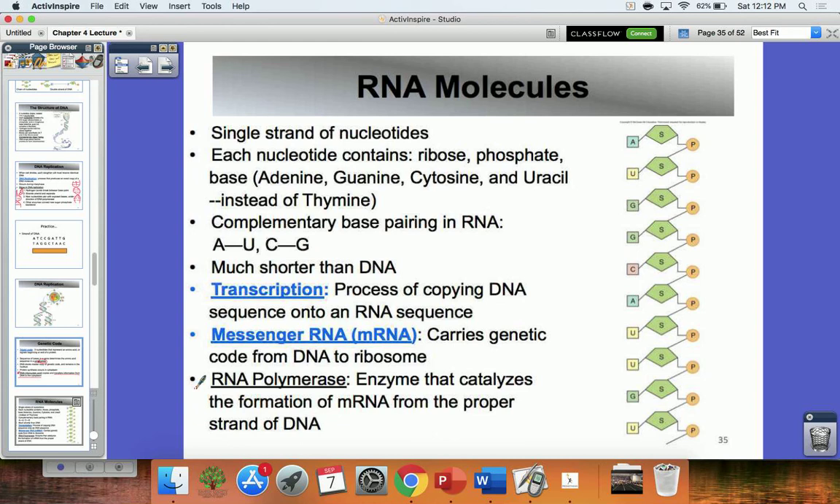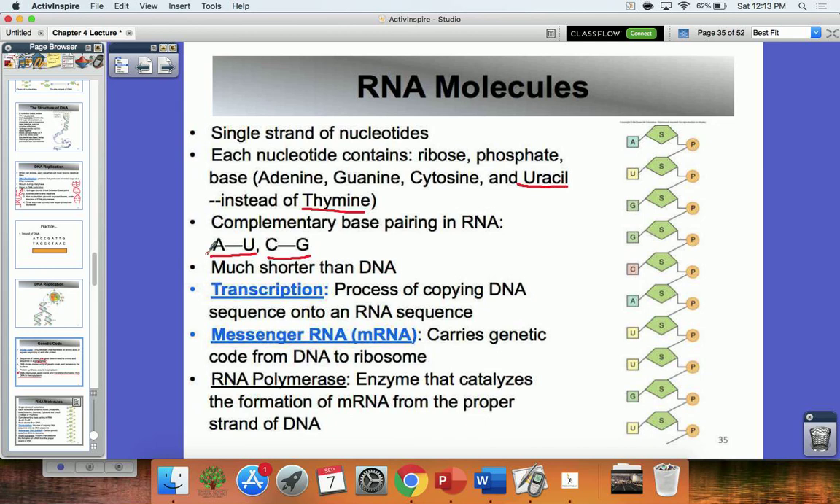So let's talk about RNA structure for a few. One of the differences between RNA and DNA is that the sugar for RNA is now ribose, whereas the sugar for DNA is deoxyribose. The other difference is it does not have thymine, but instead it has uracil. And so the base pairing in this case still is C to G, but now A is bonding with U because we don't have thymine there.